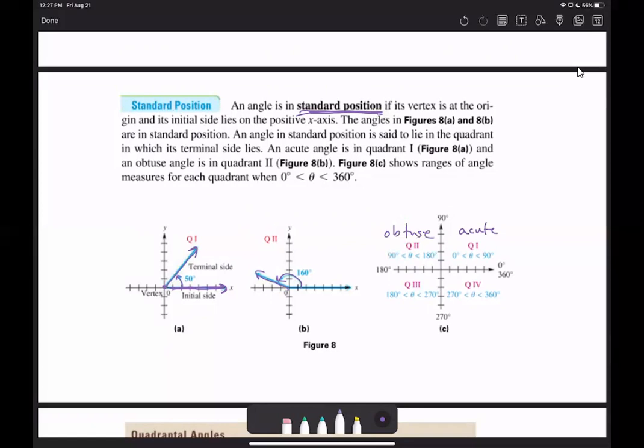Now, quadrants 3 and 4 do not have a special name for the angle. You just need to remember, notice that each quadrant differs by 90 degrees. So these angles in the third quadrant will fall between 180 and 270. And then the fourth quadrant falls between 270 and 360.